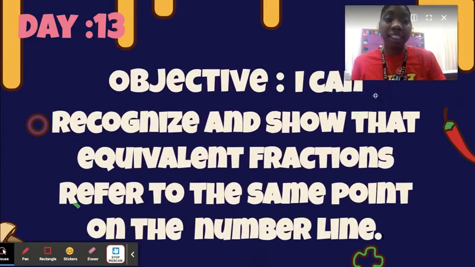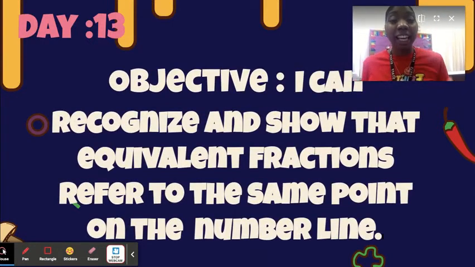Our objective says, I can recognize and show that equivalent fractions refer to the same point on the number line. So today, our goal is to understand and show what equivalent fractions are, and how we know, and how a number line helps us to recognize what equivalent fractions are.